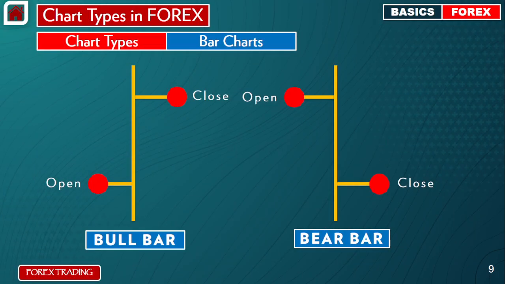Now let's look at how they appear. This is the picture. On the left you have a bull bar, where you can see the prices are going up. The open price is on the left, and the close price is on the right. In the same way we have the bear bar, meaning the price is going down, with the open price on the left side and the closing price on the right side. So it's actually a vertical bar, but the prices appear on the horizontal level, just like in both these pictures.